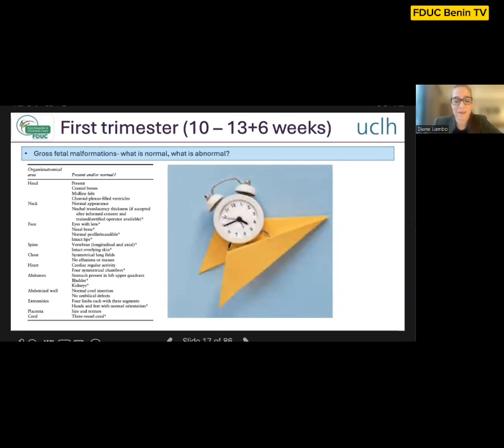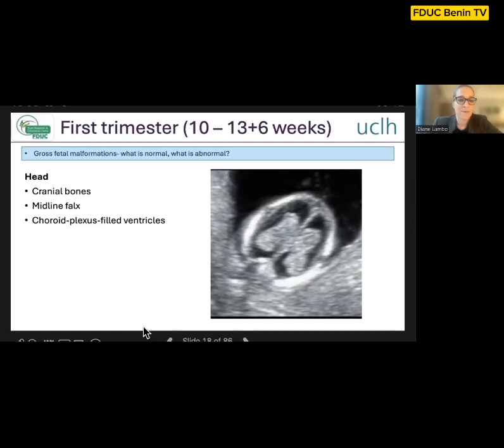Now, the recommendations for the first trimester scan include this whole big checklist of anatomy that you want to evaluate, and we'll fly through this checklist in the time that we have. And whilst doing so, we'll encounter some of the normal and some of the abnormal malformations that you might see along the way. Now, you'll start with the head.